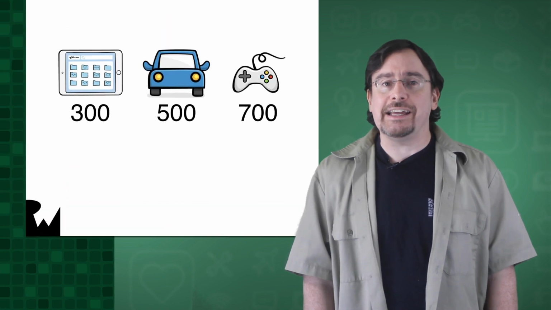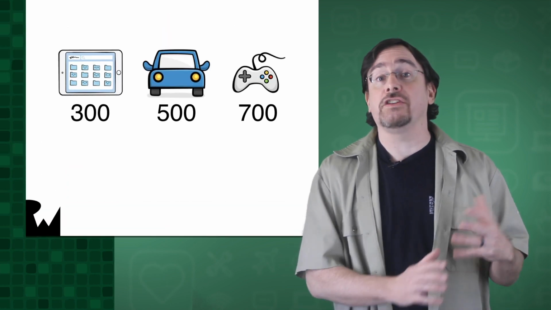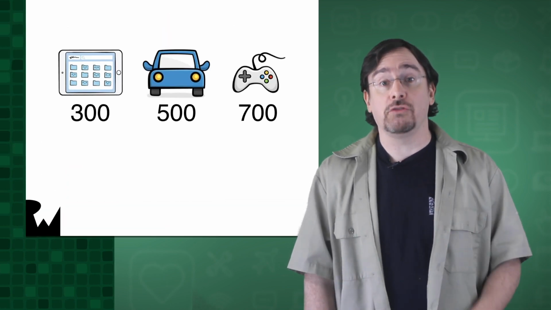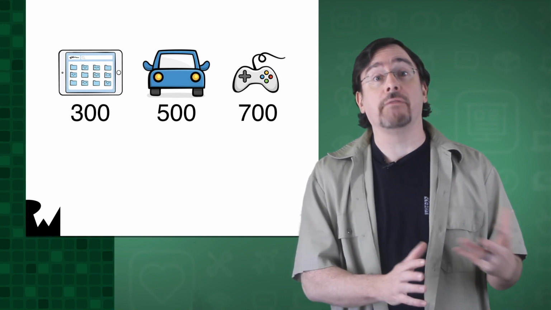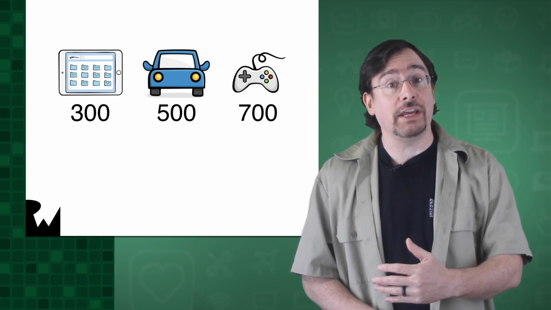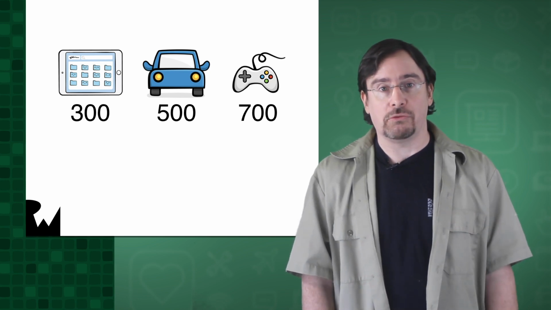Imagine you are working for a cargo company. You are tasked to determine the average contents of a specific container ship. It contains 300 iPads, it also contains 500 cars, and 700 game consoles. Your job is to get the average. Now, the average formula is to add all the items together and to divide by 3.